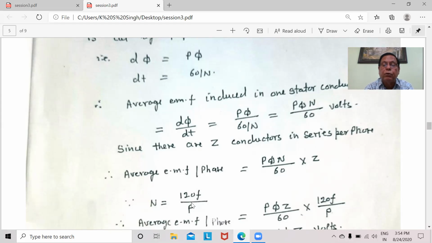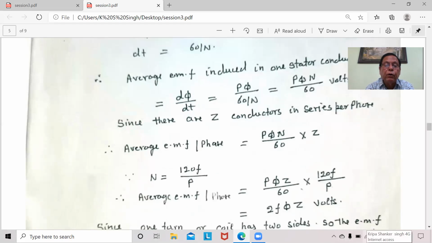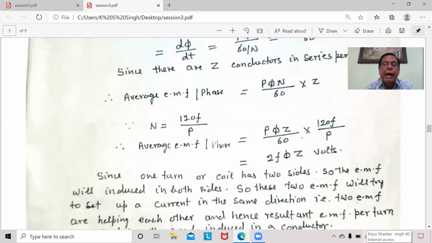So if you put this value in the place of N, you will find P phi N by 60 into 120 F by P. So you will find the average EMF per phase is 2 F phi Z volts.